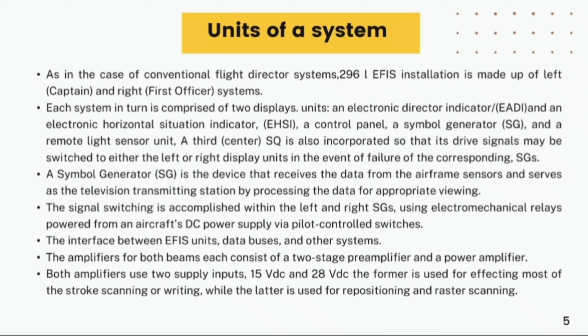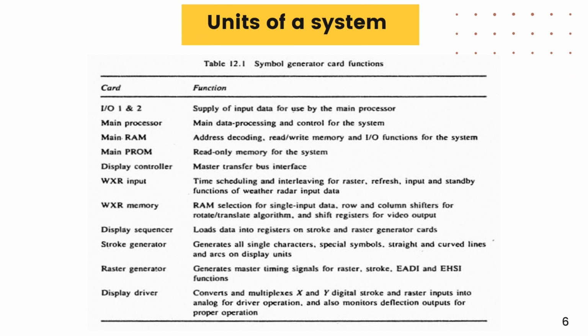The amplifiers for both the beams each consist of a two-stage preamplifier and a power amplifier. Both amplifiers use two supply units, 15-volt DC and 28-volt DC. The former is used for effecting most of the stroke scanning or writing, while the latter is used for repositioning and raster scanning. This chart shows the table for the symbol generator card functions.